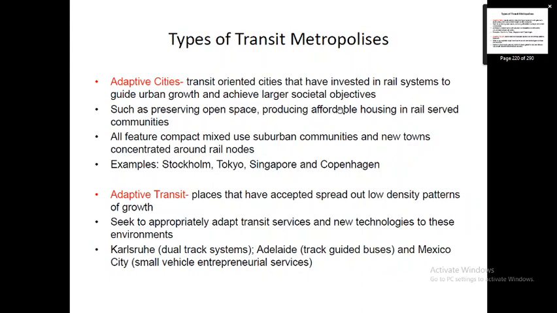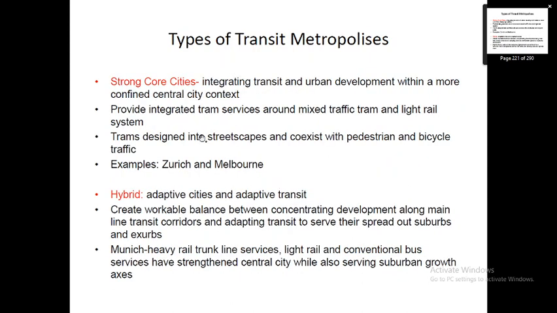So transport should be adapted in these metropolises. In strong core cities, transit and urban development are integrated within a more confined central city concept, that is, where the central business district should have integrated tram services, light rail services, etc., and streetscapes should coexist with pedestrian and bicycle paths. Hybrid is a combination of adaptive cities and adaptive transport, where there is no transport in compact, high density development. Transportation should be planned, and where there is a rich resource of infrastructure but no development, we can raise the FSI in those areas and densify those areas, and thereby achieve good transit oriented development.